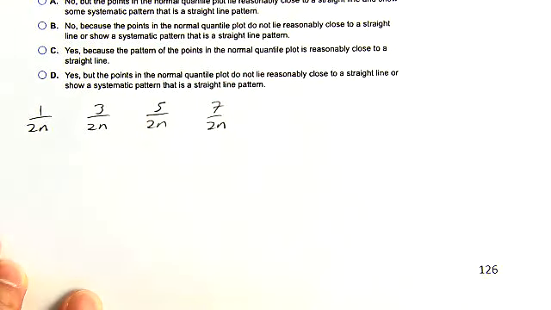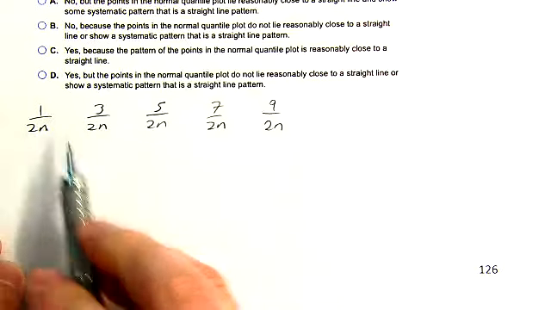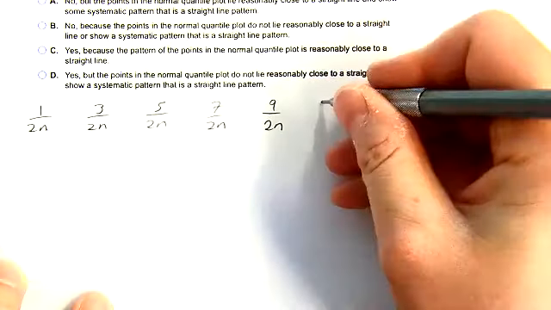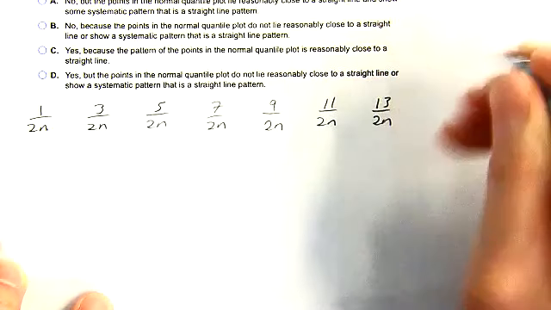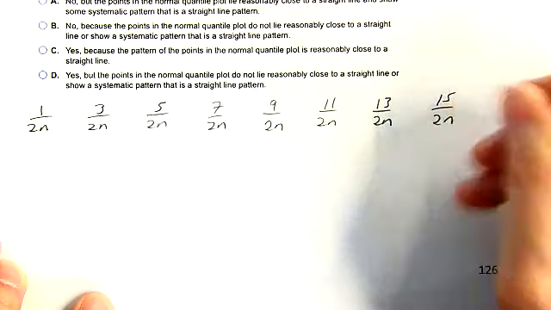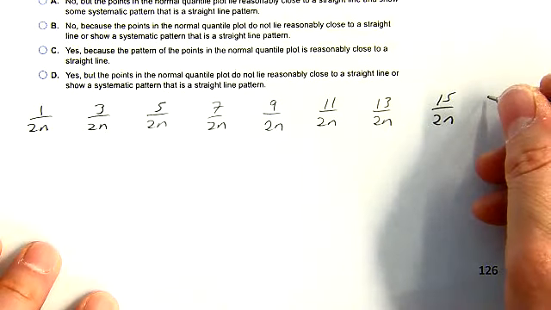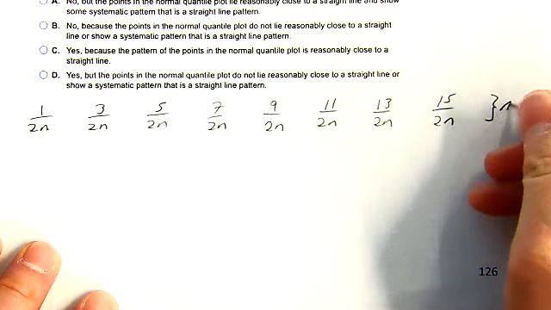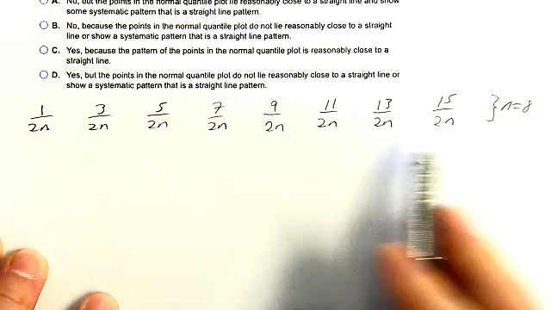Does anyone see the pattern yet? What am I doing? Just odd numbers. 9 over 2n, 11, 13, 15. And I stop because n was 8. So if n was 8, you have 8 of these: 1, 2, 3, 4, 5, 6, 7, 8.